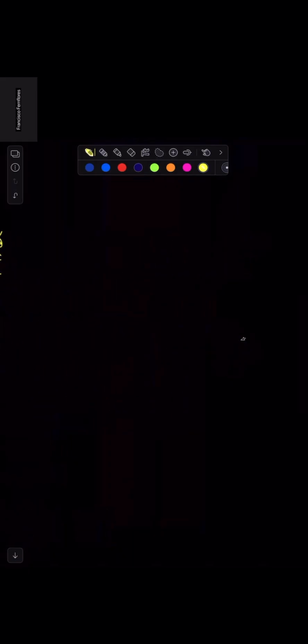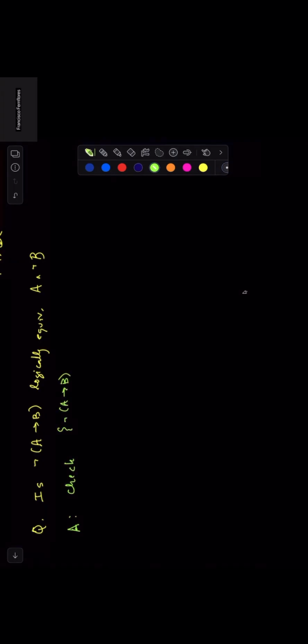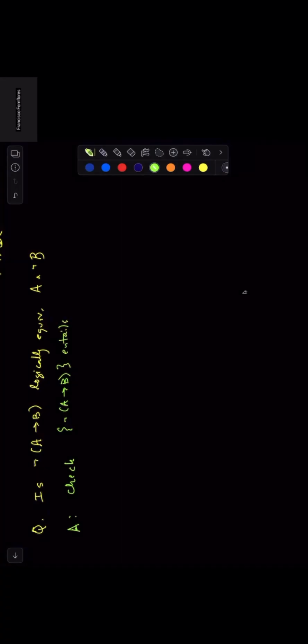So in the first example, what we're trying to decide is the following. We're going to ask, is the sentence neg A arrow B logically equivalent to the sentence A and neg B? And so to answer this, we're going to check two entailments. Our first step is check to see whether the set containing neg of A arrow B entails A and neg B. If the answer is no, we're done because they can't be logically equivalent. If the answer is yes, we have to build another truth tree.